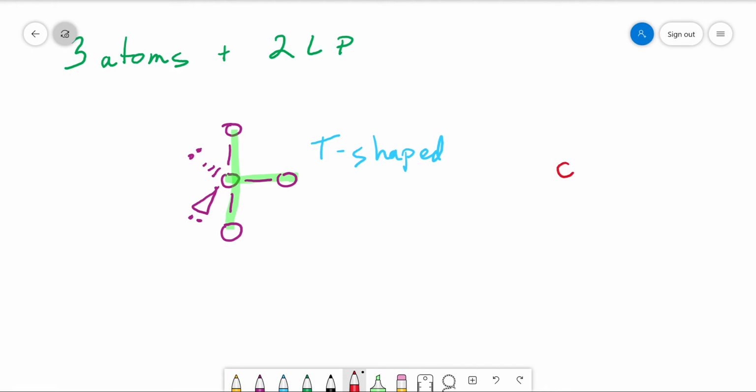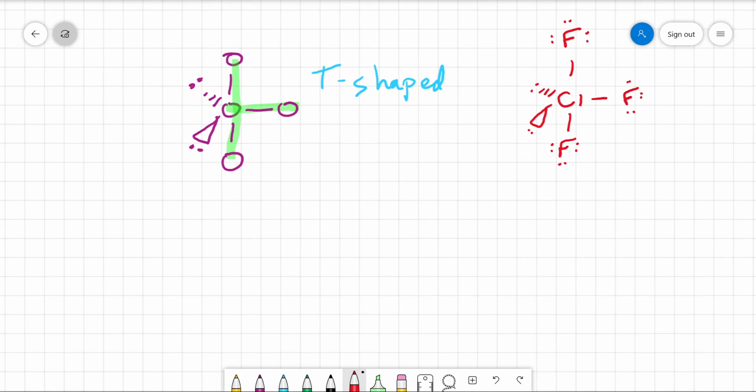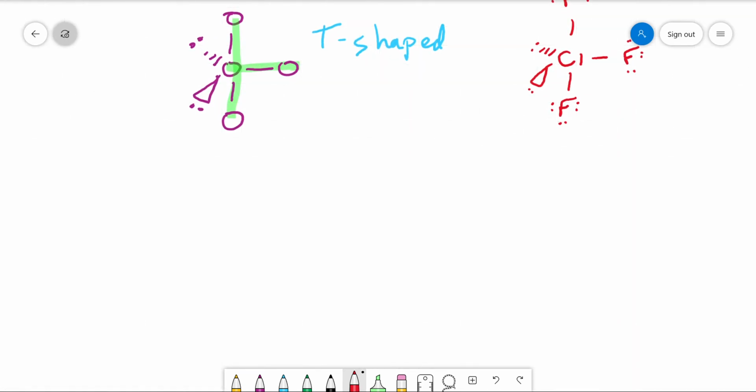ClF3. Cl. And you don't necessarily have to put those electrons in the wedges and the dots. You could just leave them right on that central atom. But again, you got to go back and think, okay, there's 5 things around the central atom. 2 of them are lone pairs, so that means this is a T-shaped molecule.